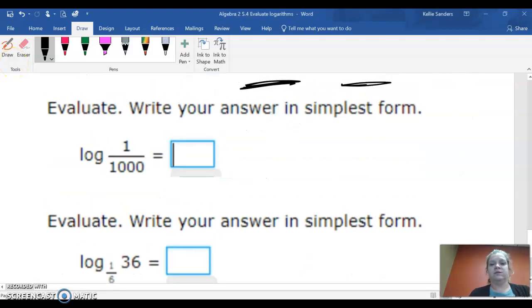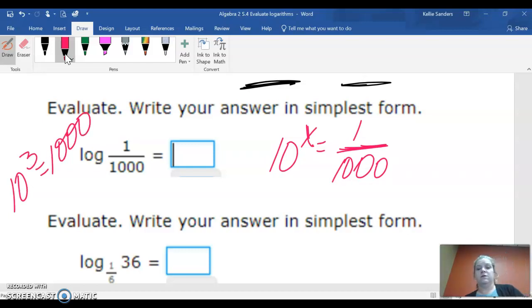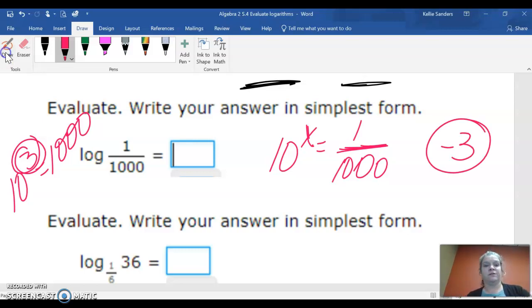And then this one, 10 to the what gives us 1 over 1,000? Well, 10 to the third will give us 1,000. So I know that 3 has to be part of the answer, but to be able to go from a whole base to a fraction answer, it has to be flipped, and what flips it? A negative exponent. So if our exponent was 3 to be able to get 1,000, then it's going to be negative 3 to be able to be flipped.